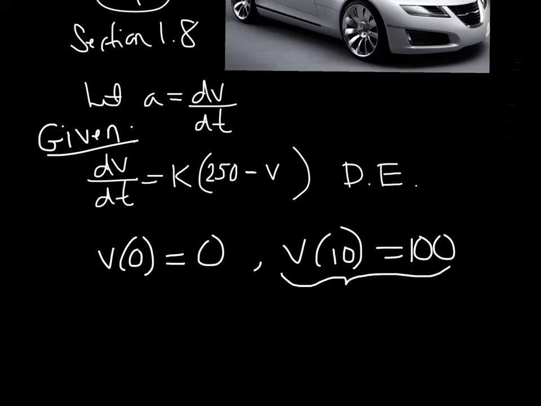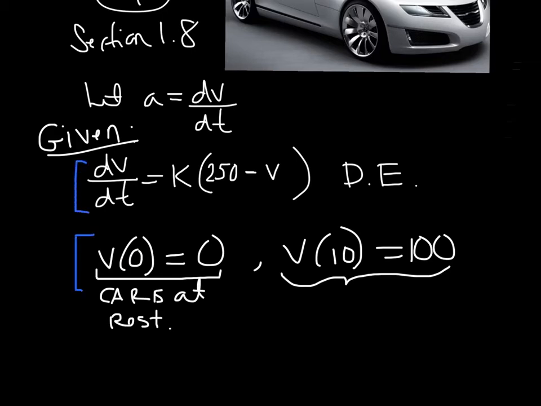Okay, so if this machine can accelerate from rest to 100 kilometers per hour in 10 seconds, that's this part right here. And this guy here is when the car is at rest, it's not moving. Right at t equals 0, at 0 seconds, the velocity is 0. So we have a ton of given information. We have our differential equation, and we definitely have some initial conditions. So we obviously have an initial value problem.